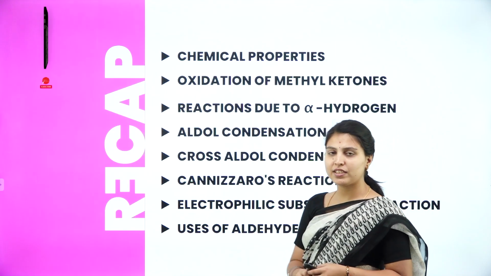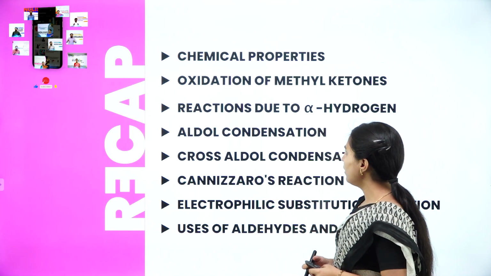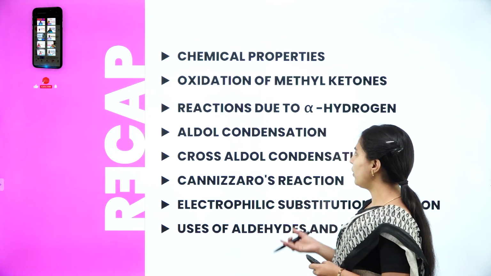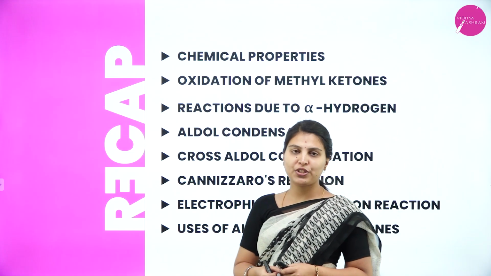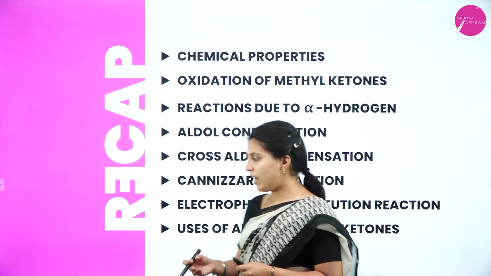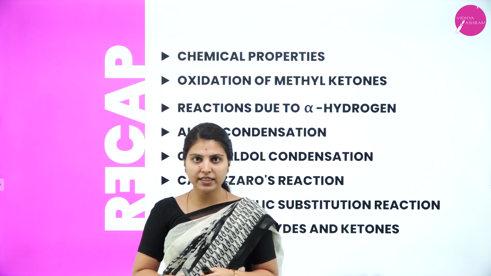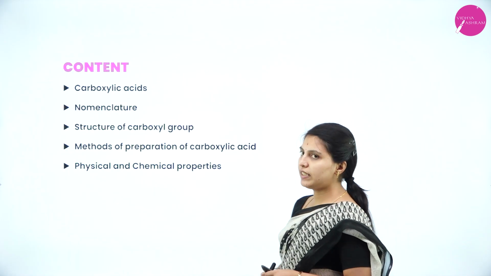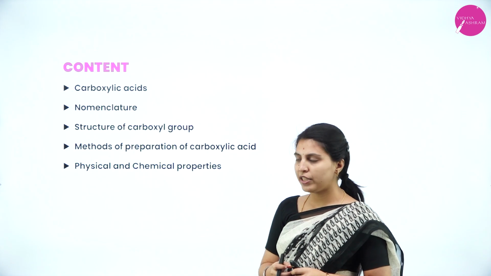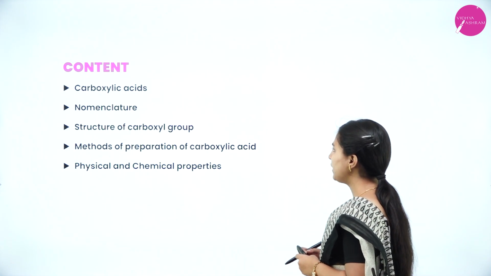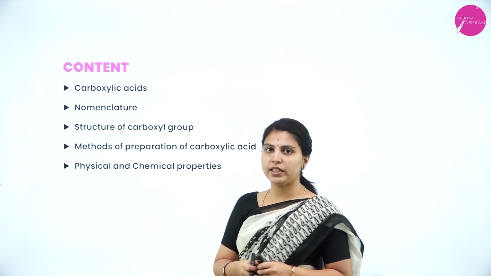In the last class we discussed some of the chemical properties of ketones: oxidation of methyl ketone, reactions due to alpha hydrogen, aldol condensation, cross aldol condensation, Cannizzaro's reaction, electrophilic substitution reaction, and uses of aldehydes and ketones. These are the concepts we discussed in the previous session. In the current session, we will discuss the third part of this unit, that is carboxylic acids: its nomenclature, structure of the carboxyl group, methods of preparation, and physical and chemical properties.